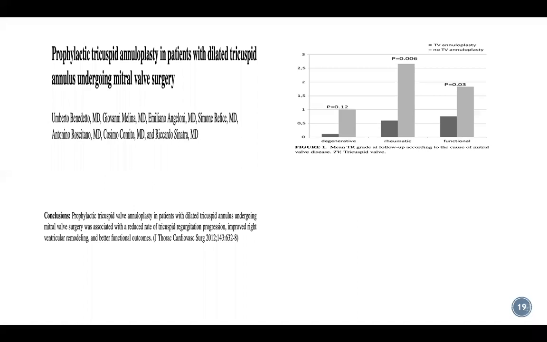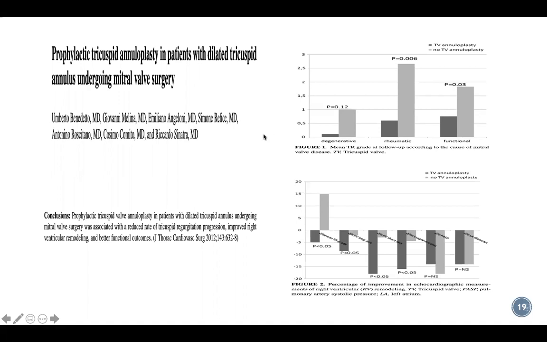And a review article found that unaddressed TR after mitral valve surgery can progress. Regarding prophylactic tricuspid annuloplasty, this is a small RCT published in 2012 and showed that addressing the tricuspid at the same time, especially in patients with rheumatic and functional pathology, will benefit the patient, decrease morbidity and mortality, and also improve the RV function after that.